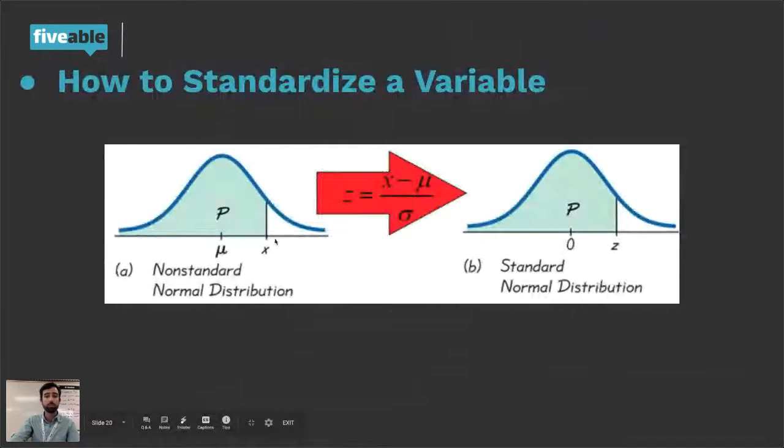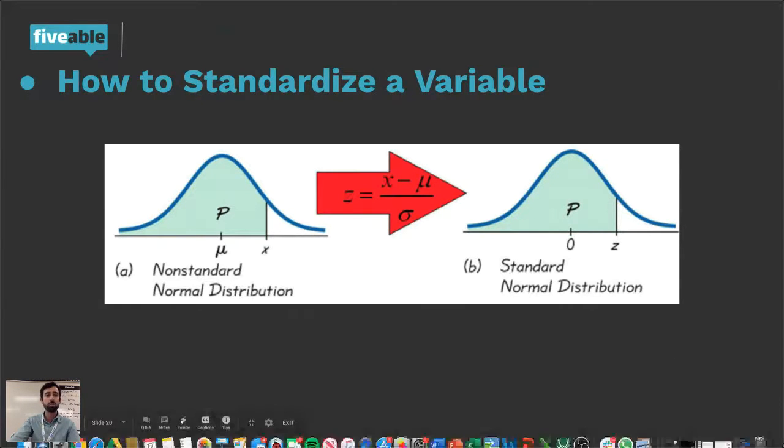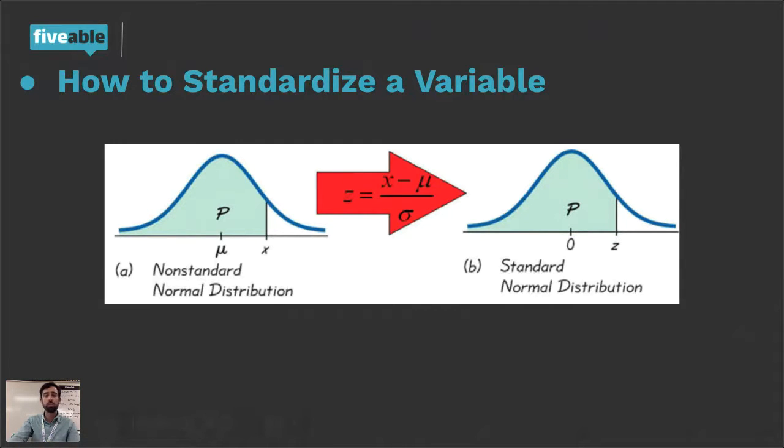So for example, we go from our non-standard normal curve, which has an average of whatever the mu is, and a standard deviation of whatever, and we change it over to a standard normal curve, where our new average is 0, and our new standard deviation is just 1.